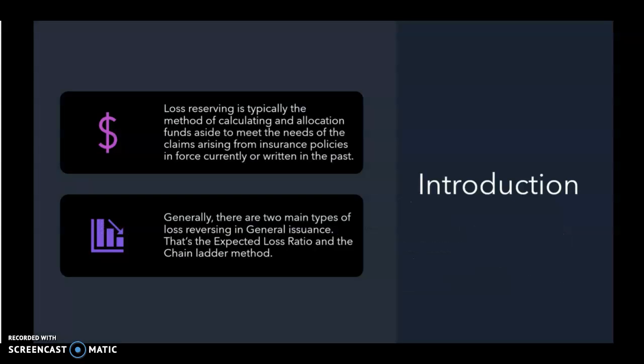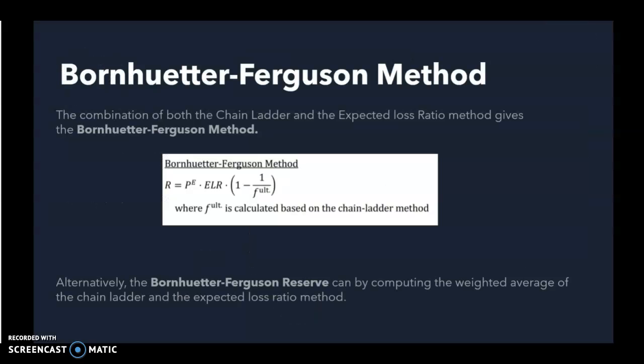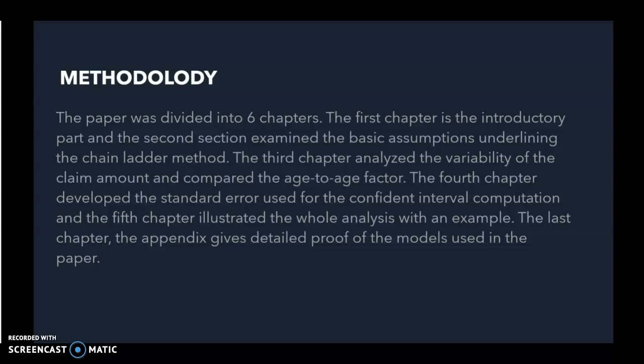So generally, we have two ways of computing loss reserve: the chain ladder method and the expected loss ratio. And the combination of the chain ladder method and the expected loss ratio gives the Bornhuetter-Ferguson method. But the Bornhuetter-Ferguson method and expected loss ratio are not discussed in the paper that we are reviewing.